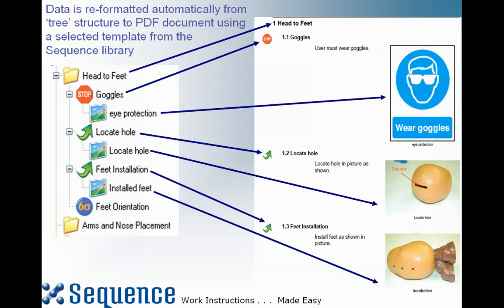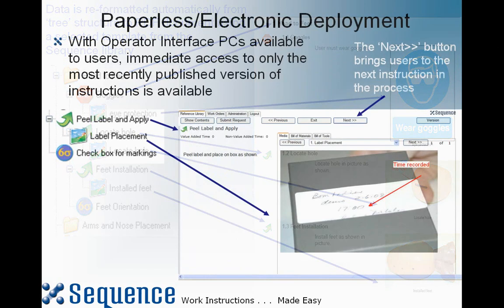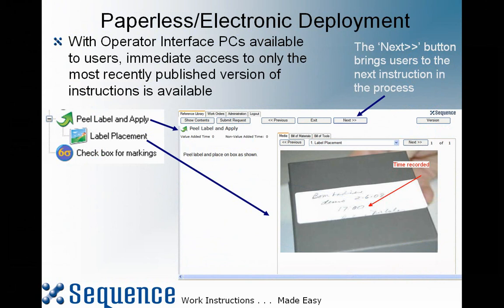And if you move from left to right here, you can see the correlation between an example process tree from WinSequence and a correlated PDF document that was selected from the library of templates we have available for the administrators of instructions. For paperless or electronic deployment, simply with operator interface PCs available to the users, immediate access to only the most recently published version of the work instructions is available.